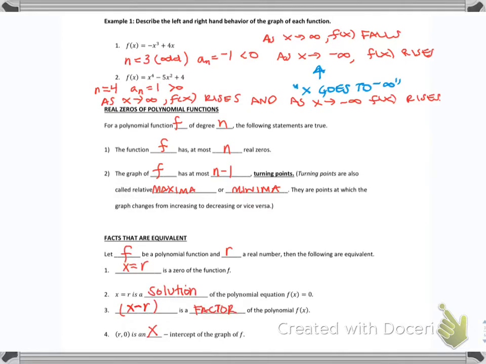Okay, for sake of time, I filled in this last section here. So the following facts are equivalent. Now we're going to go over this in the next video, so don't worry. So let f be a polynomial function and r be a real number. The following are equivalent. And what equivalent means is that if you know one fact on this list, then you know the other 3 and vice versa. They're interchangeable. So if r is a real number, x equals r is a 0 of the function f.